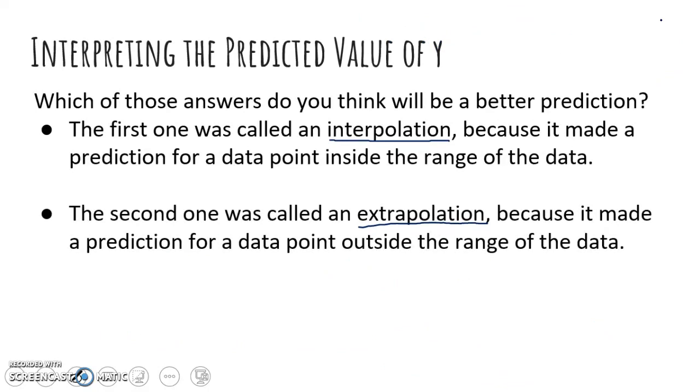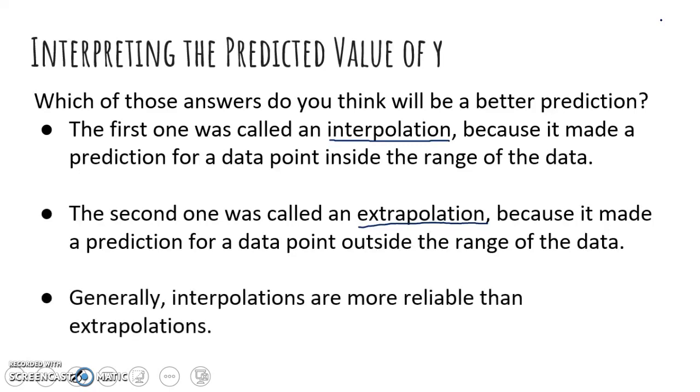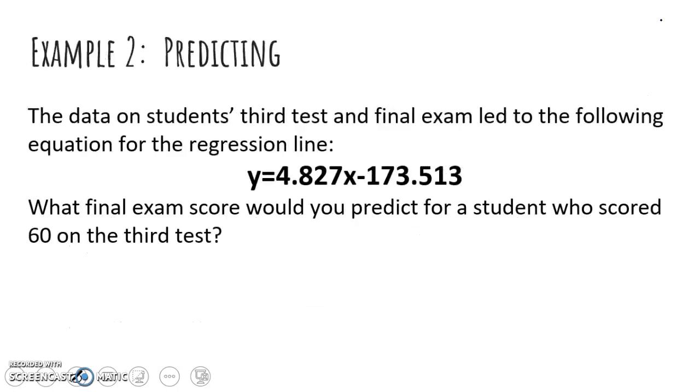So that's called extrapolation. If you predict using a data point inside the range, it's interpolation. If you use a data point outside the range, it's extrapolation. And what we need to know is that interpolations are more reliable than extrapolations. The reason is that the regression equation is based off of the data that we're given. And in that data range, we don't know what trends are going to happen once you get outside of that range. It could change. So that's why interpolation is the better and more reliable of the two.